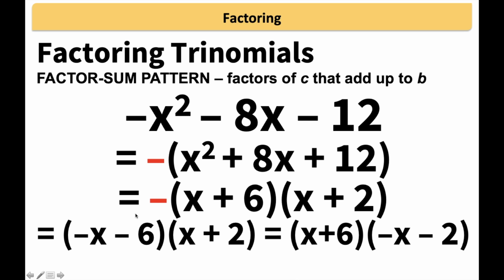Okay? Kasi magiging redundant yun, mawawala yung effect niya. Okay? So, negative x minus 6 times x plus 2. O kaya naman, yung negative sign i-distribute natin sa x plus 2. We will have x plus 6 times negative x minus 2. Okay? So, itong last two lines sa inyong mga possible factors ng negative x squared minus 8x minus 12. Okay? Essentially, equal lang yun silang tatlo.